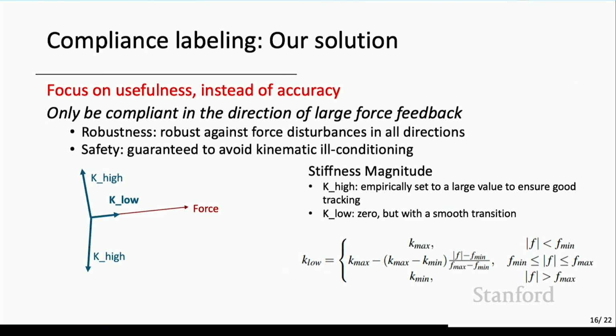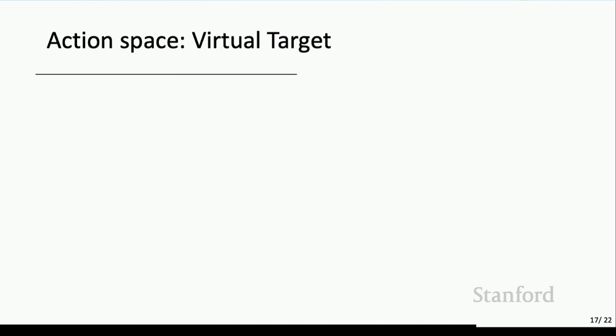And as for the magnitude of stiffness, for the high stiffness value, you can set it to a large value to empirically ensure good tracking. And for the low stiffness value, technically it should be 0, but we found it helpful to give you a smooth transition. So at this point, we are able to fully construct the compliance profile from human collected data. And we're ready to use it to train our policy. And as for our policy, we have a special design for the action space.